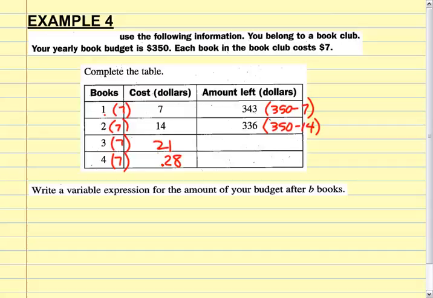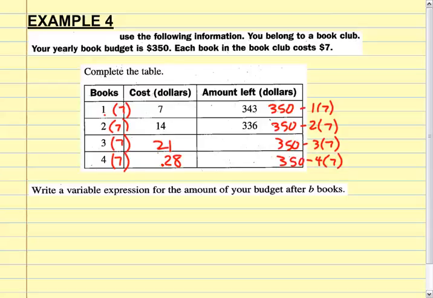Okay? So now this, over here, Evan was saying, this is 350 minus 1 times 7. This is 350 minus 2 times 7. What's next, David? 350 minus 3 times 7. Good. Okay. What about after that, David? 350 minus 4 times 7. That's good.